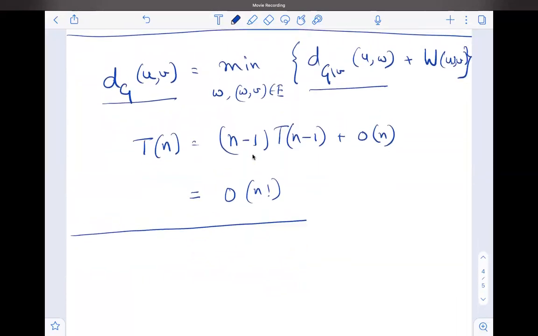What would be the next step? Storing the shortest path, right? No, storing the shortest path is not a tough job. The shortest path will be at most of size n, so it will be order n things, but we are talking about n factorial.